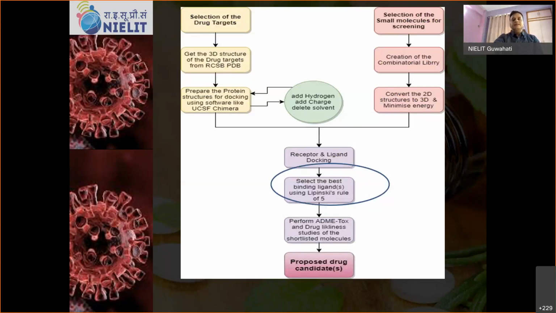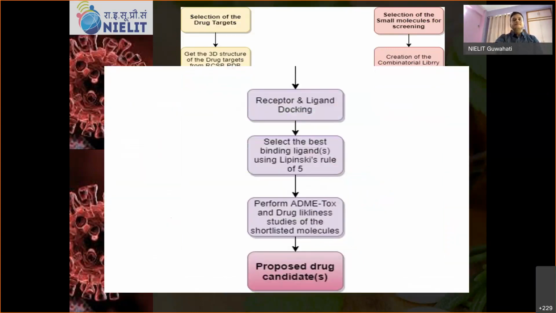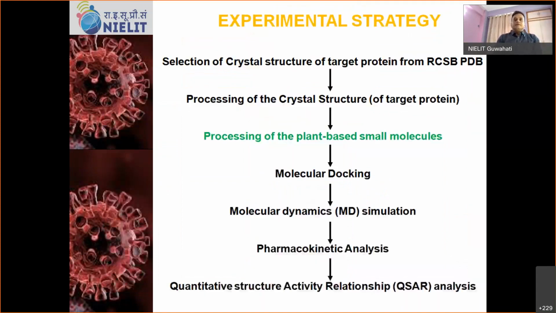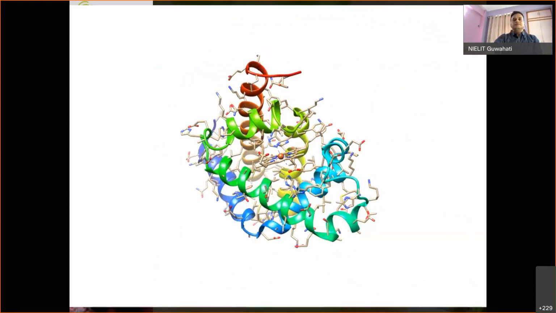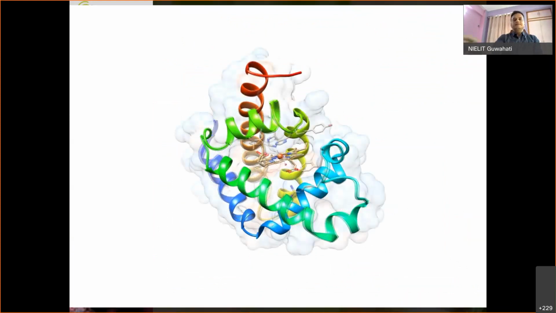Then we can select the best binding ligands. As I have mentioned about the Lipinski filter, an ADME-tox study we can do. So in silico, in the computer only, we can say whether the compound will be toxic or whether it can be processed for a drug in the near future.